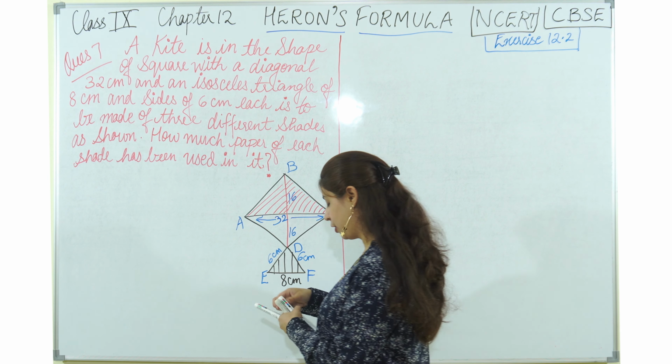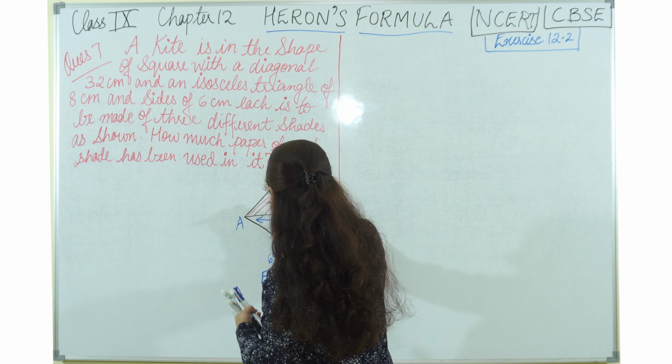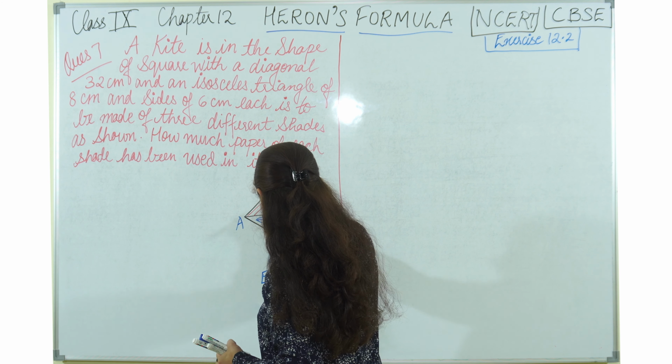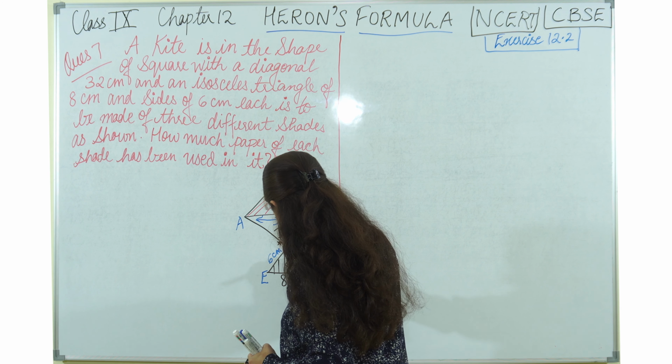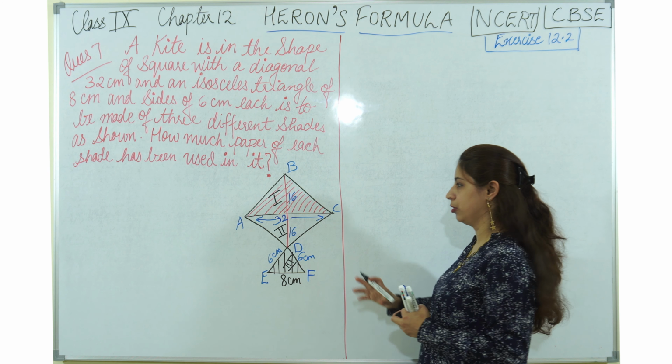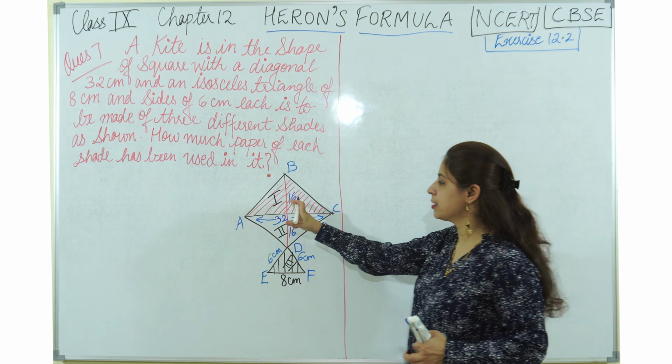So this is the first shade, this is the second shade. Let us consider this shaded portion to be first, this is to be second which is empty, and this is to be third. So for the first shade it forms a triangle ABC, and it forms a right angle triangle ABC. So we can easily calculate the area of the right angle triangle. That much paper is only required for this shade. So the area of the right angle triangle is given by half base into height.